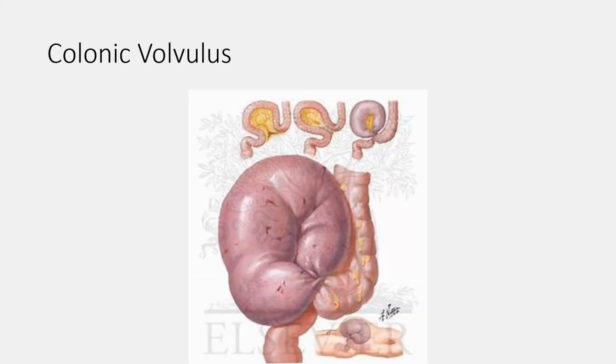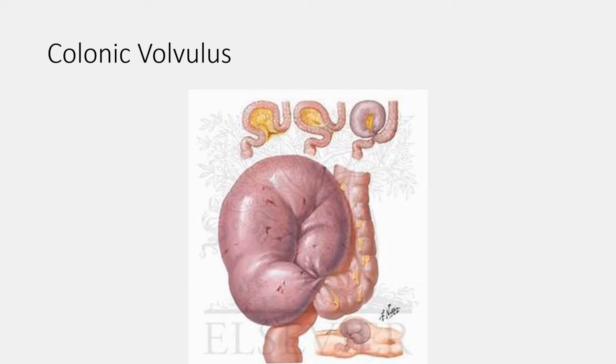Now, let's move to colonic volvulus. Colonic volvulus is an axial rotation of the colon on its mesenteric attachments. The sigmoid colon is the most frequently affected segment, followed by the caecum. Clinical features are those of bowel obstruction in general.